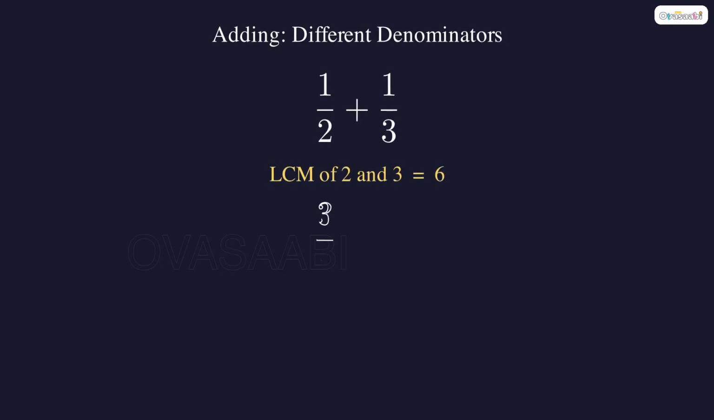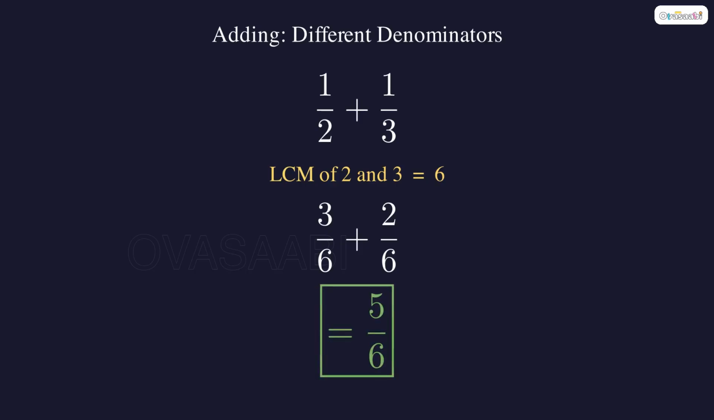But what if denominators differ? For 1/2 plus 1/3, find a common denominator, 6. Change them to 3/6 and 2/6. Add to get 5/6.